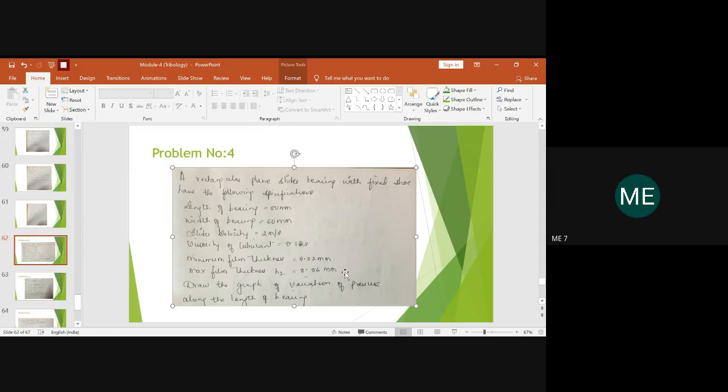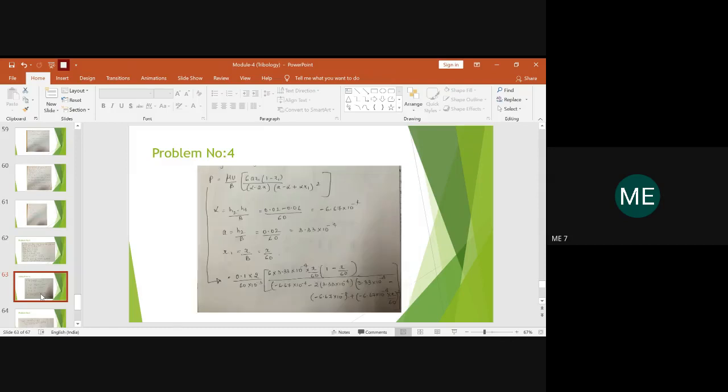So what we need to determine is, you need to draw the graph to show how the pressure is varying across the length of the bearing. The length of the bearing, we know, is a distance of 80 mm, right? So with respect to the length of the bearing, how the pressure is being varied, that we need to check into.